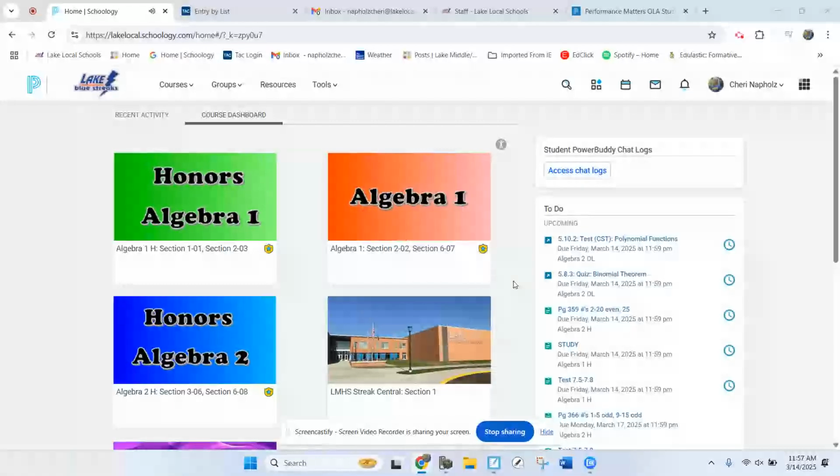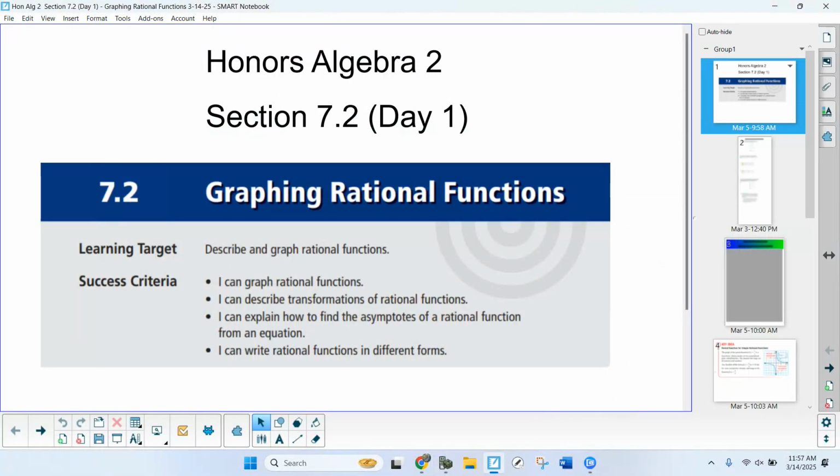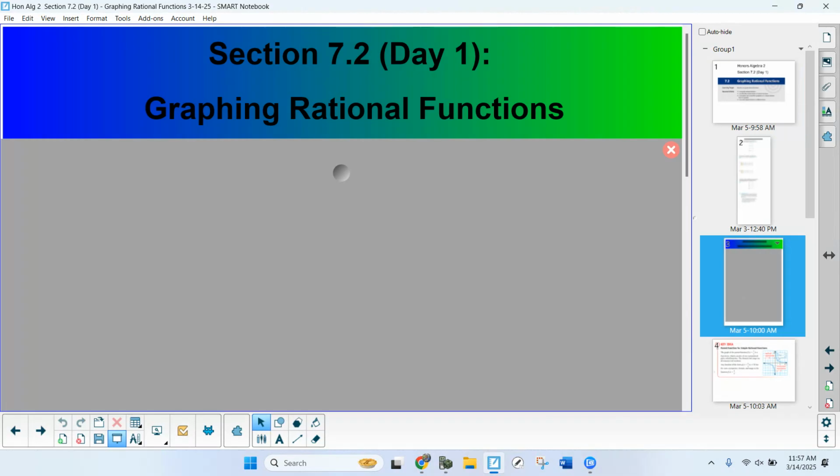All right, perfect. So here's what we're going to do. We are going to talk today about graphing rational functions. Guys, let's talk about what is a rational number. Any number that can be written as a fraction. Very good. Any number that can be written as a fraction is a rational number.